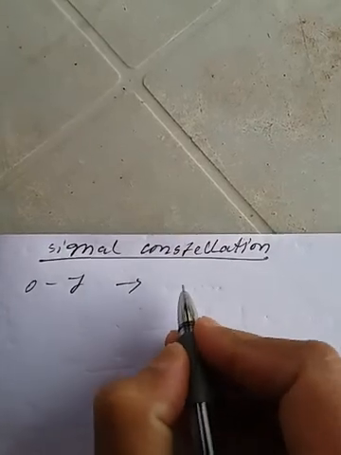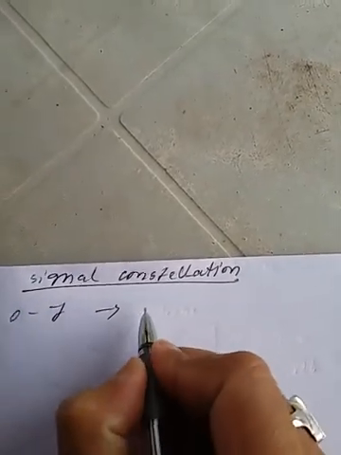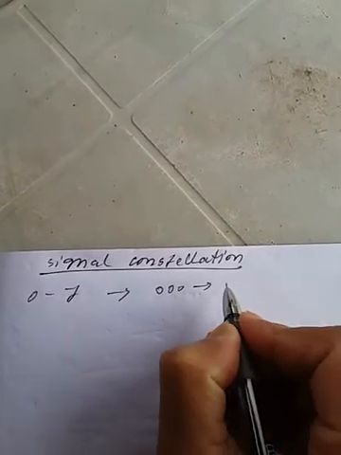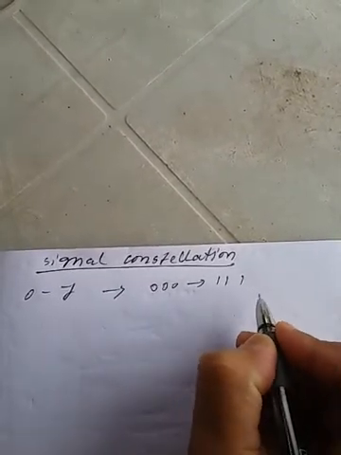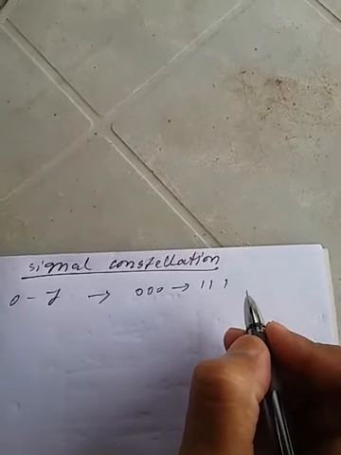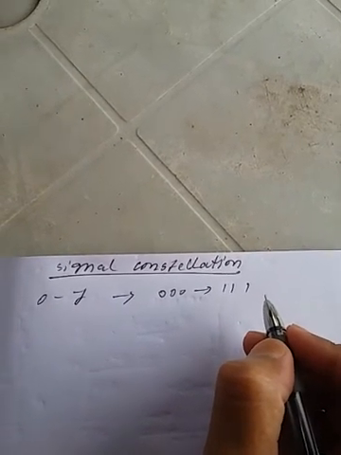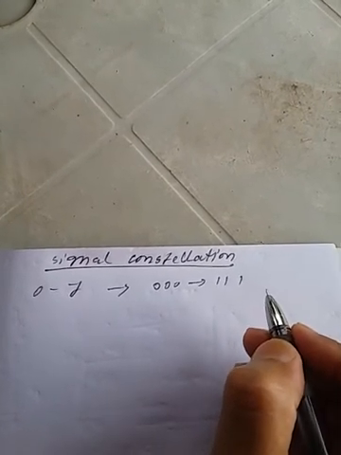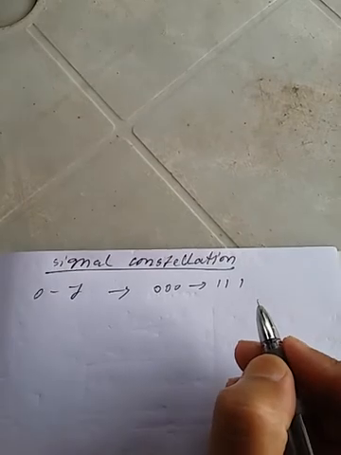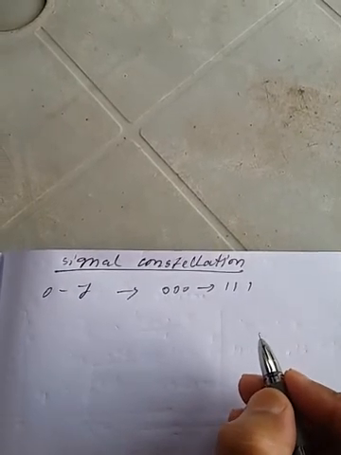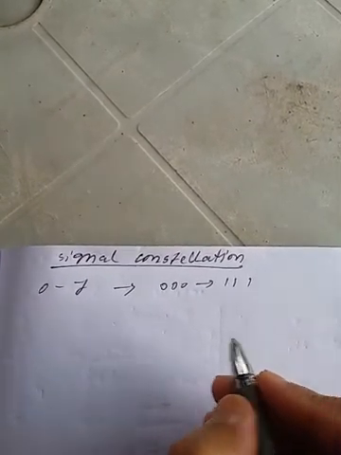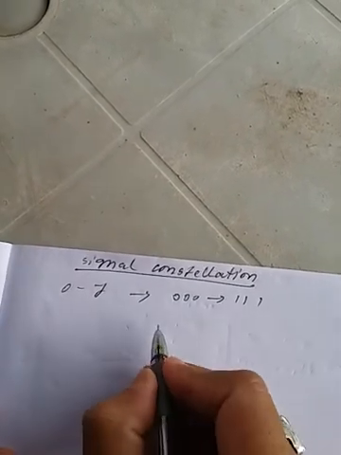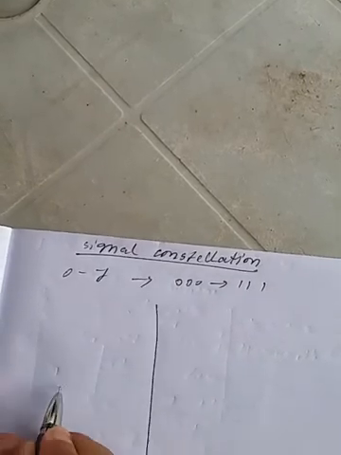So what is the maximum value? The binary value of 0 is 000 and 7 is 111. So this is the maximum value of a 3-bit binary symbol. If I want to draw a signal constellation consisting of 8 symbols starting from 0 and ending with 7, it basically looks like this.